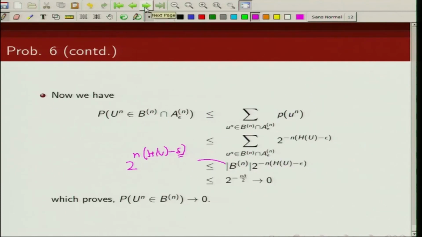If I do that, then what I get here is 2 raised to the power minus n times delta by 2. Now if I take the limit as n goes to infinity, this term will essentially go to 0, which essentially proves that the typical set is the smallest set which will have a non-zero probability. So with this we will conclude this lecture. Thank you.